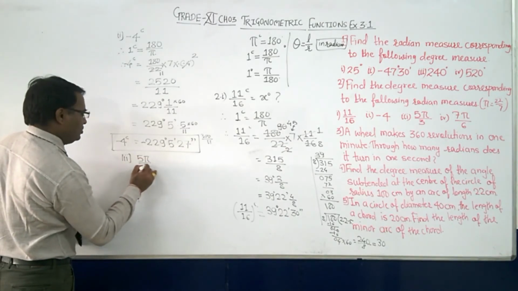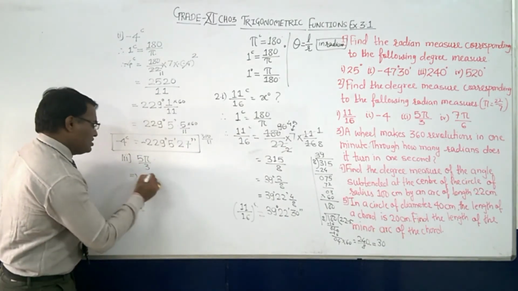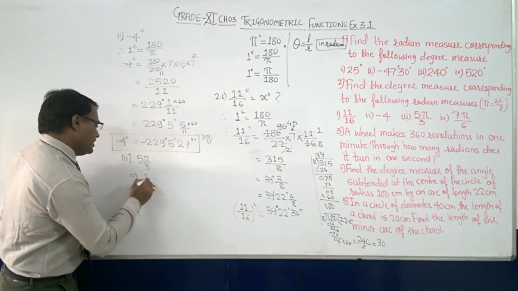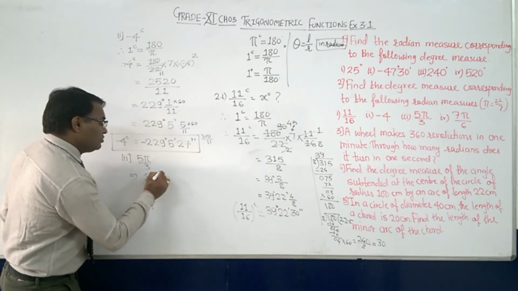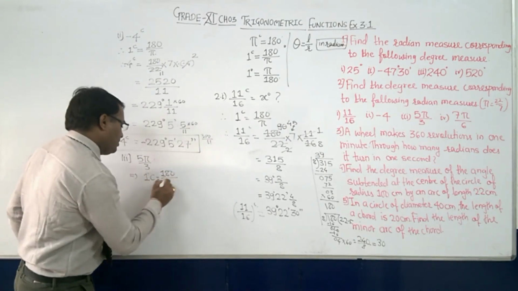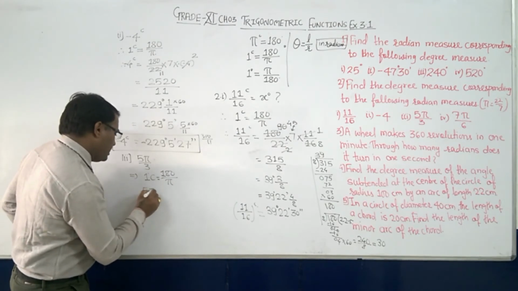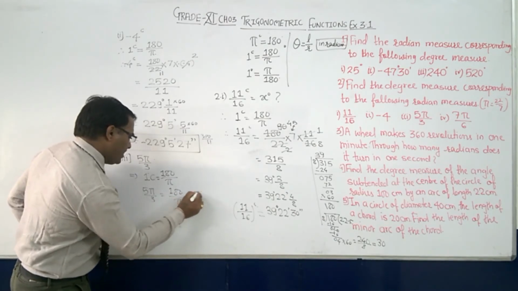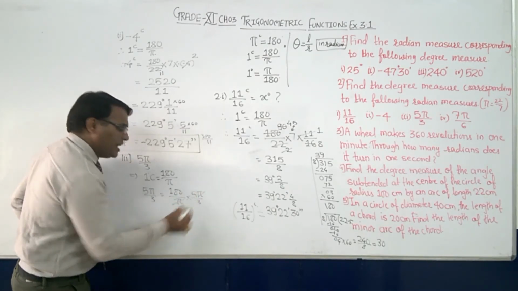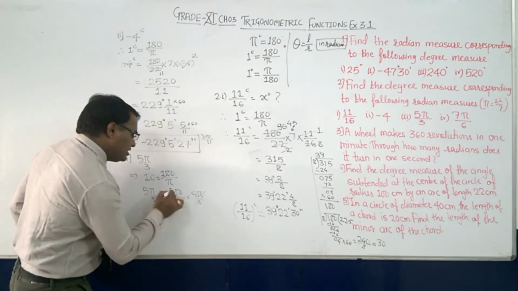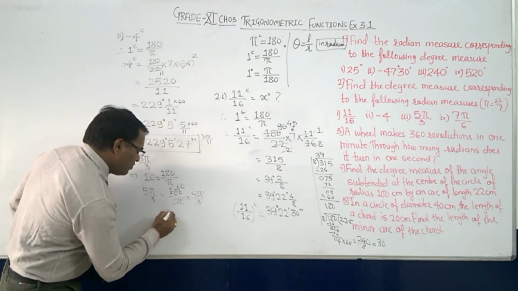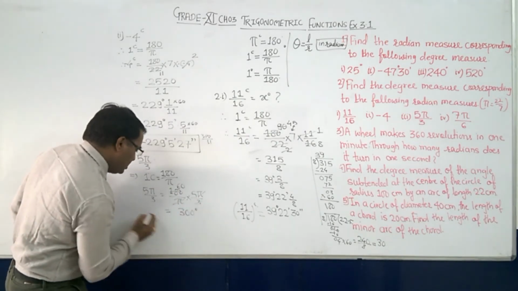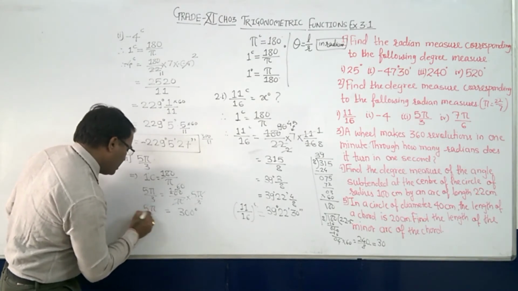5 pi upon 3 radians is equal to how much? So first we will write it like this: 1 radian is equal to 180 upon pi. So 5 pi by 3 is equal to 180 upon pi into 5 pi upon 3. Simple, pi will get cancelled, and 3 6s are 18, 0. Then 5 6s are 30, and then one more 0. So 300 degrees.